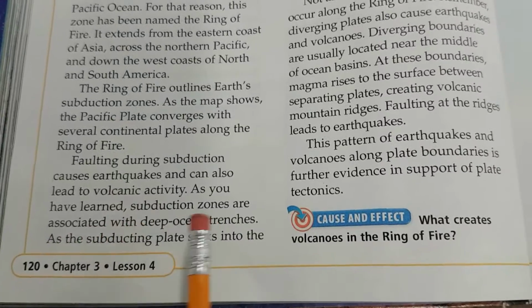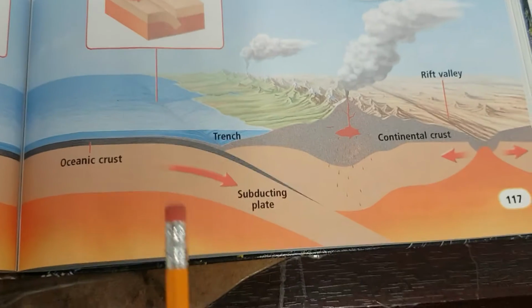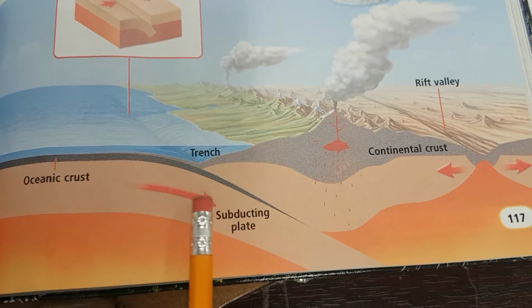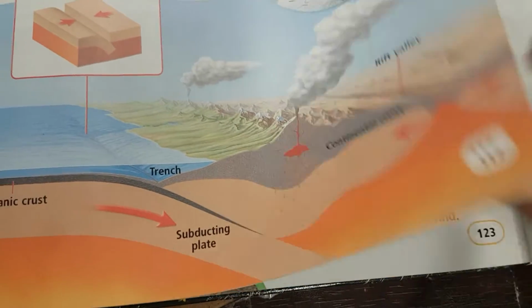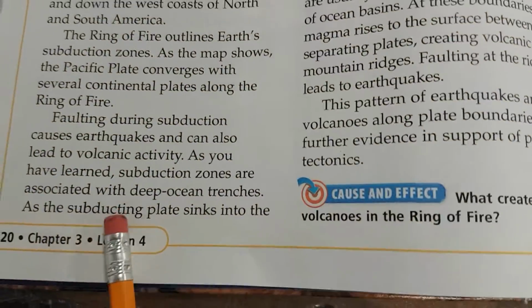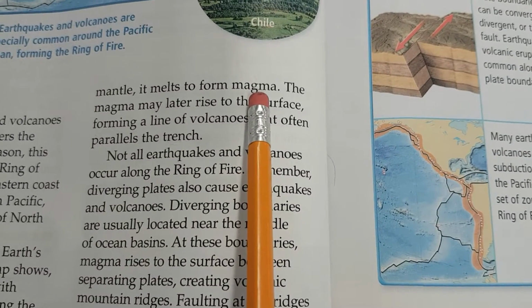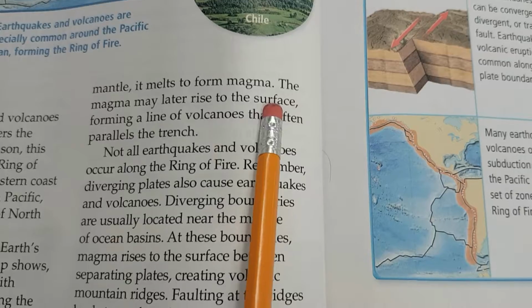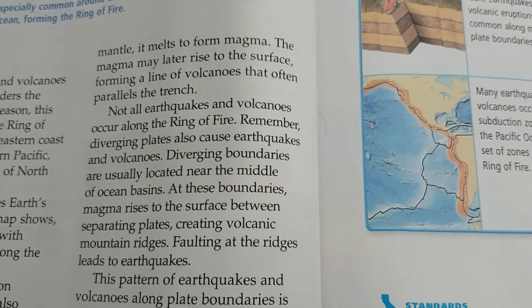As you have learned, subduction zones are associated with deep ocean trenches. Deep ocean trenches, okay. So, what they're saying is, out in the ocean, when one plate subducts under the other, you end up with a deep ocean trench where the two meet. Okay. As the subducting plate sinks into the mantle, it melts to form magma. The magma may later rise to the surface, forming a line of volcanoes that often parallels the trench. Okay.